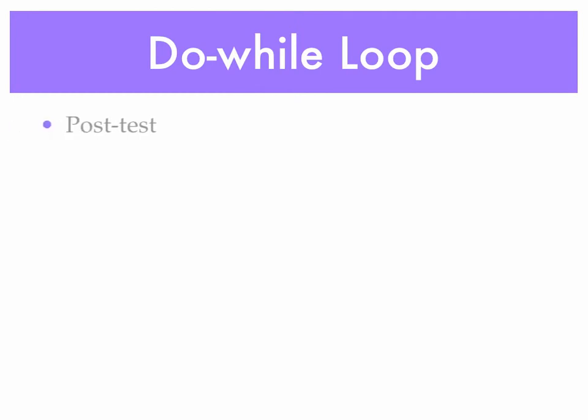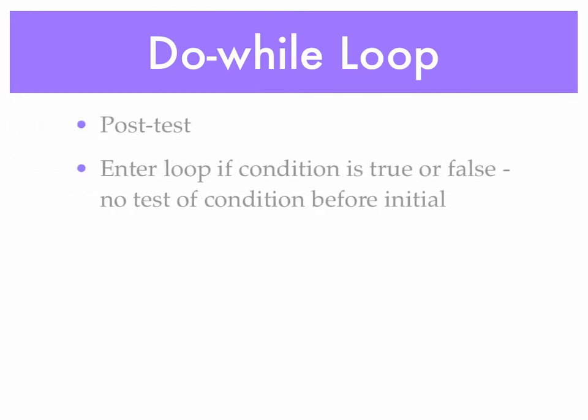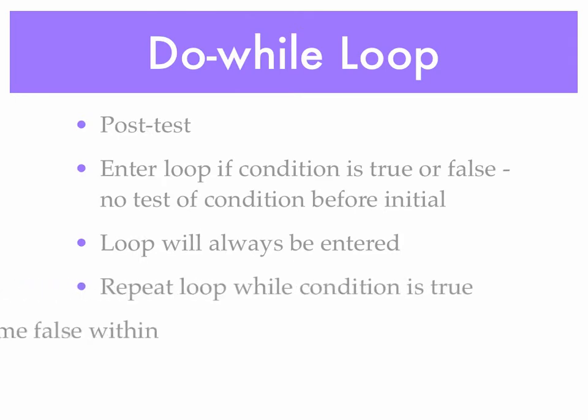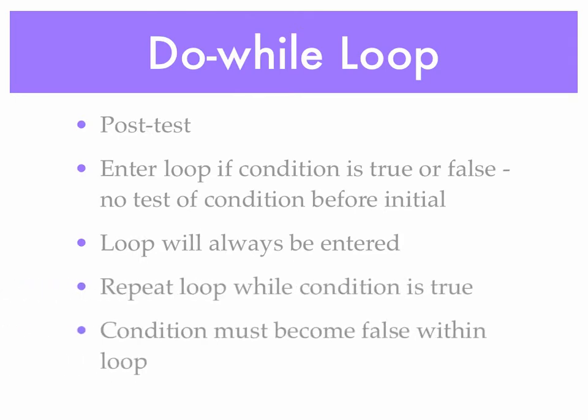Here's a do-while loop. Now a do-while loop is a post-test. I enter the loop if the condition is true or false. There's no test of the condition before my initial entry into the loop. The loop will always be entered. I'll repeat the loop as long as the condition is true. The condition has to become false sometime, somehow, within the loop so that I can exit it. So a do-while loop is a post-test. A do-while loop is always executed at least once.